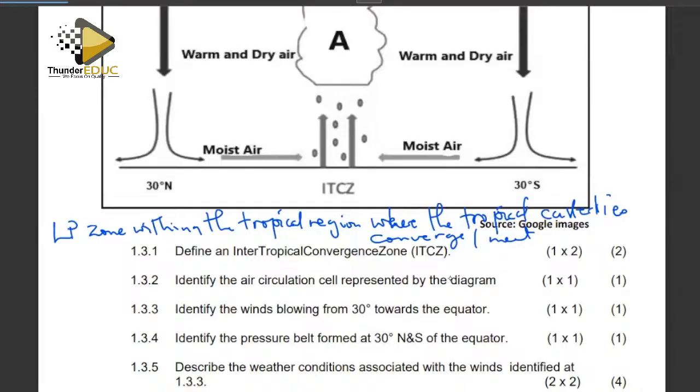Or we can say it's a low pressure belt where the sun is overhead. The sun is overhead position. That is what actually clarifies the ITCZ. Because of the overhead position of the sun, we tend to have a low pressure developing within the tropics. And for that reason, there's low pressure and there's convergence of the tropical easterlies in that particular zone.